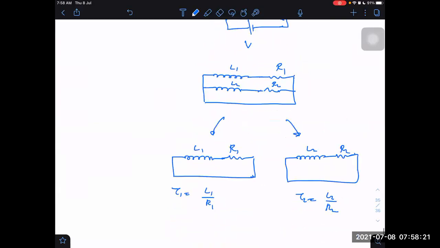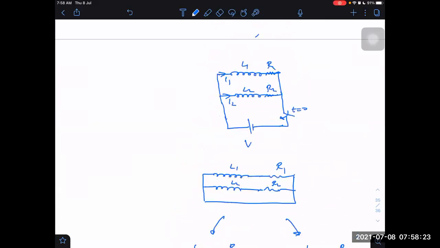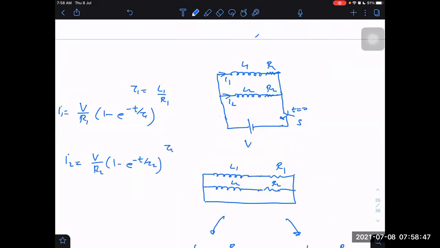What will be those values? In the charging case, if the switch is closed at t equal to 0, then I1 will be V by R1 into 1 minus e raised to power minus t by tau 1, where tau 1 is equal to L1 by R1. Similarly, what is I2? I2 will be V by R2 into 1 minus e raised to power minus t by tau 2, where tau 2 is equal to L2 by R2. Two separate time constants.